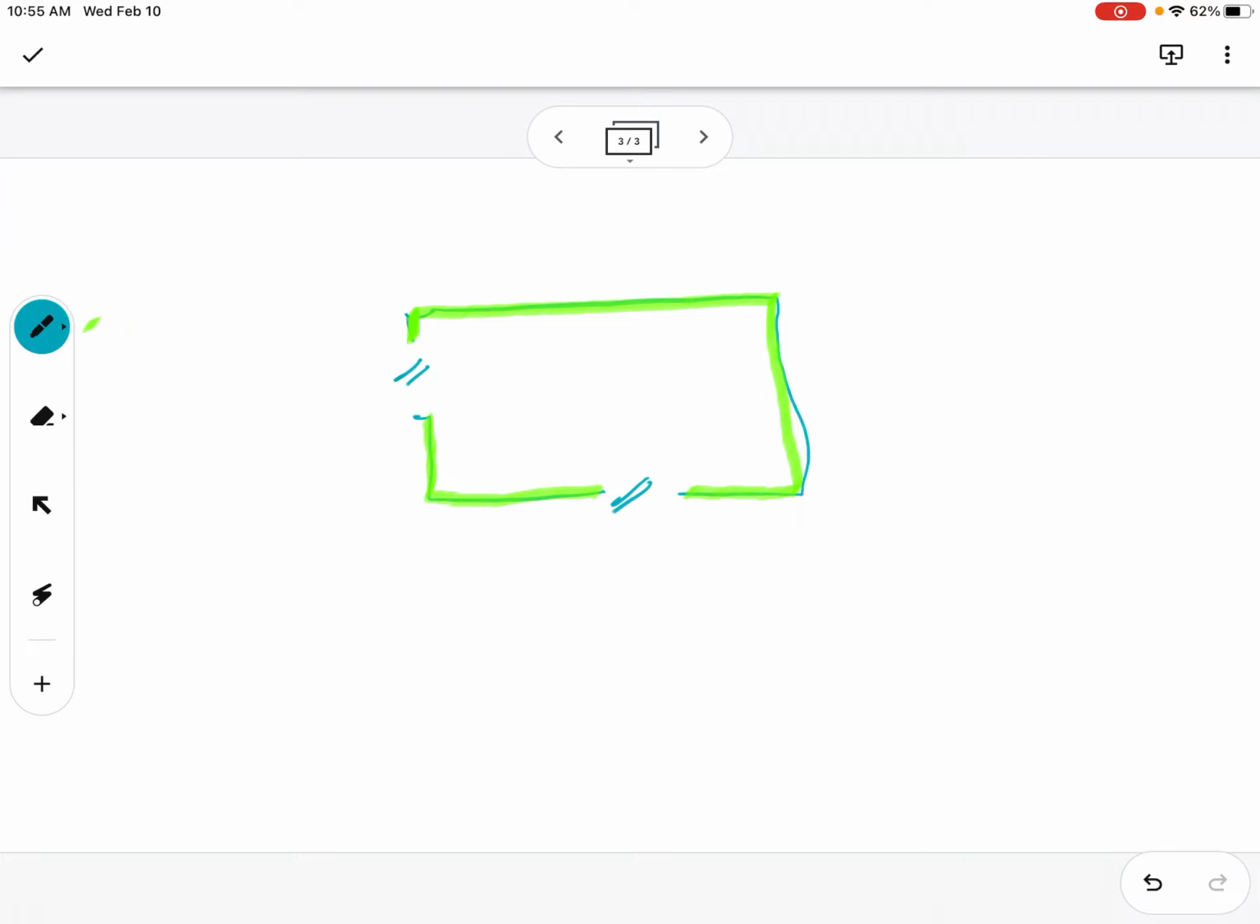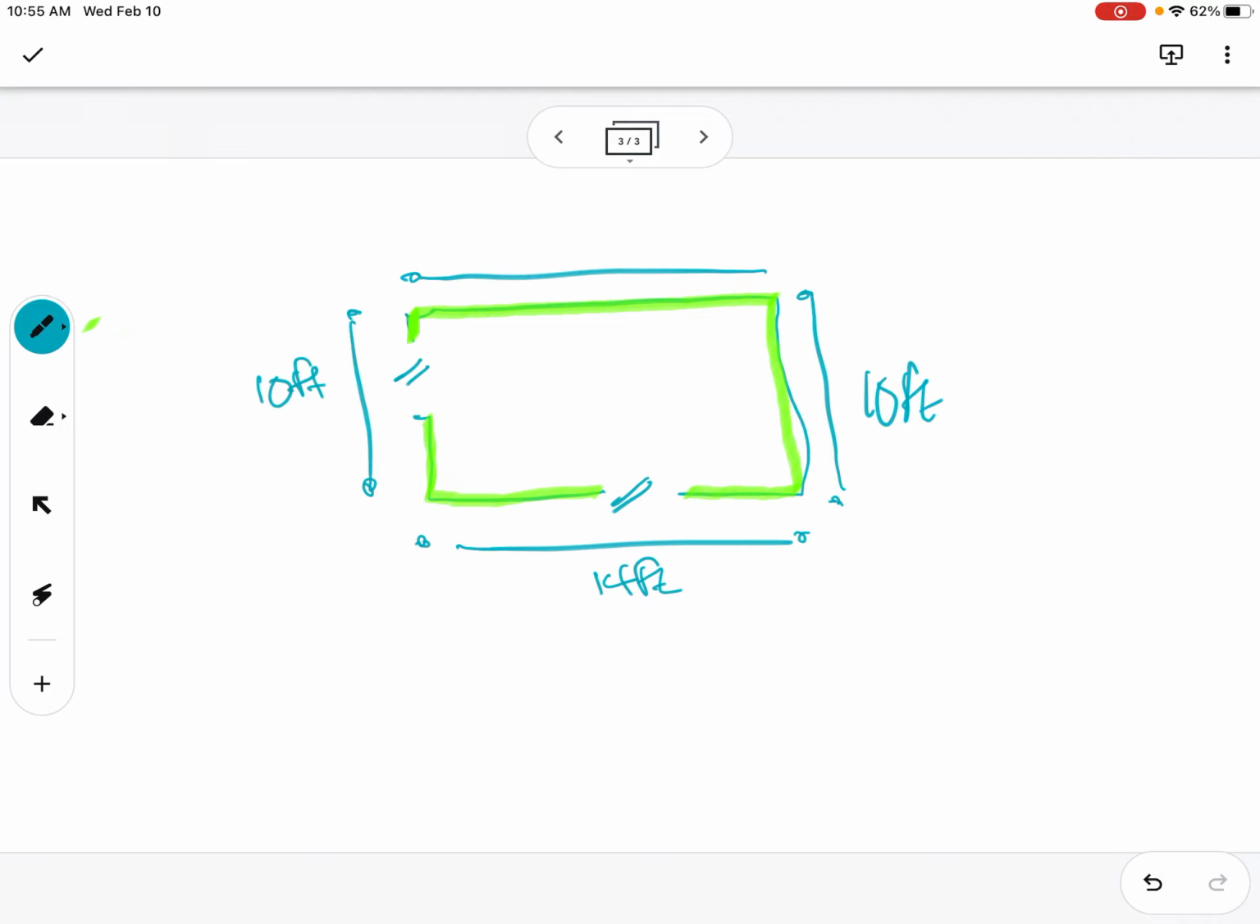So I'll need to measure how long this wall is. Let's talk in terms of feet. Let's say that was 10 feet long. Then I would measure this wall, and let's say that was 14 feet. Let's say it's a rectangle again, so that means opposite sides are the same: 10 feet for this wall, and another 14 feet for this wall.